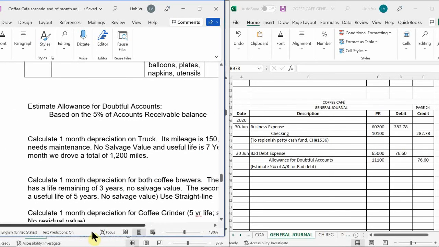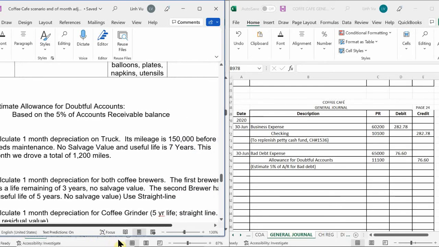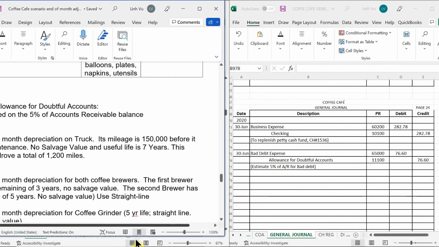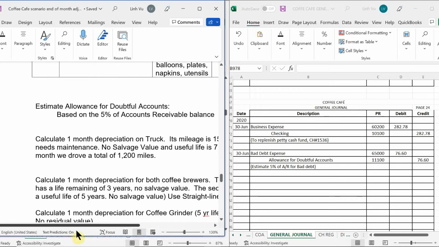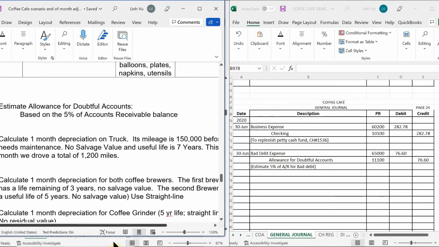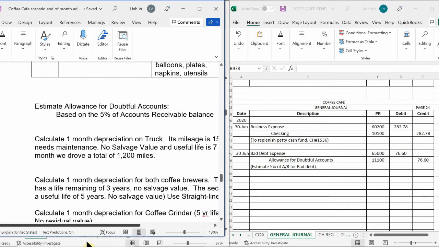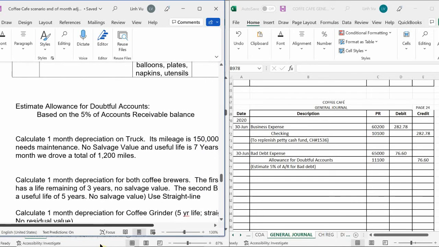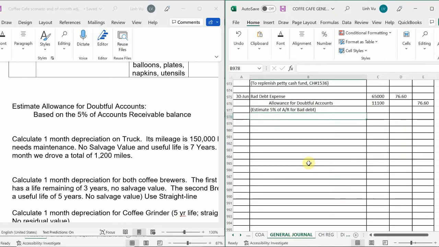Now it says we're going to be moving on and calculating 1 month's depreciation of the truck. Use mileage. Its mileage is 150,000 miles before it needs maintenance. And of course, no salvage value and useful life is 7 years. This month we drove a total of 1,200 miles. So, this is where we're going to use our depreciation tables.